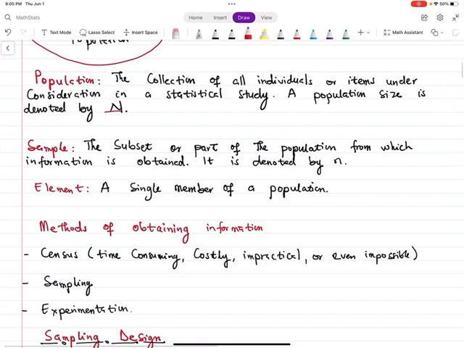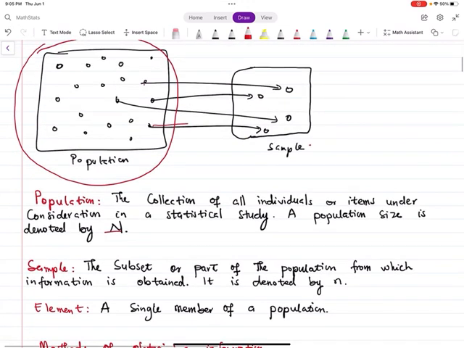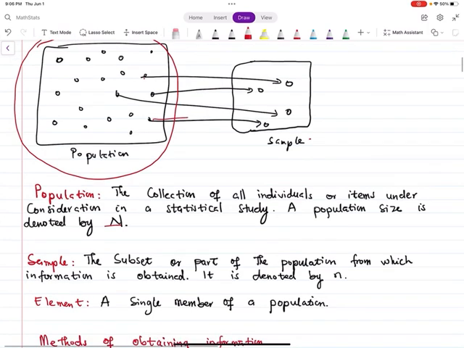And also, how do we obtain information? Like we did say, we could obtain information by conducting a population census. We could do a census. We could also do sampling, and then we could also do experimentation. So for example, sampling is like choosing some elements of the population for your study. And for the census, it's considering all the elements in the population.